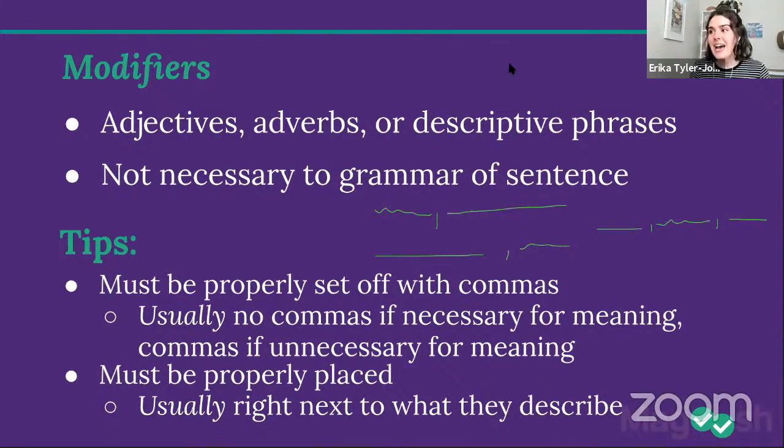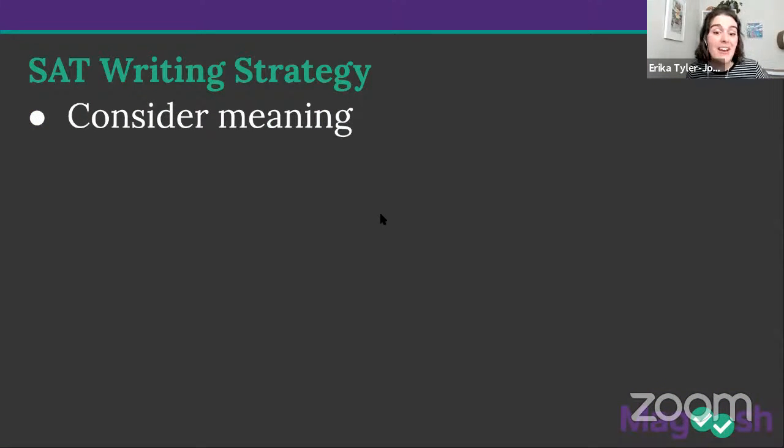So what does that teach us? It teaches us that we have to consider meaning. So we have to know the rules, right? But the rules are a little bit more complicated because it's the application of those rules that matters. So we need to consider meaning when we are attacking these sentences.